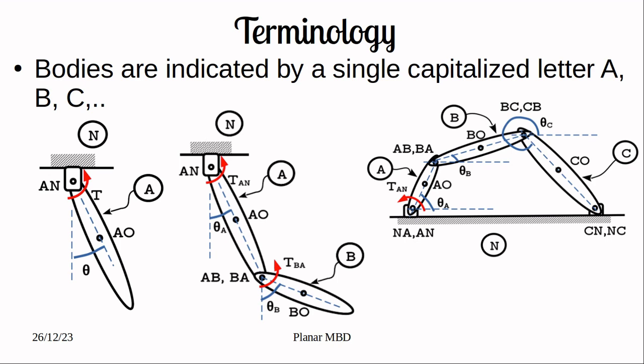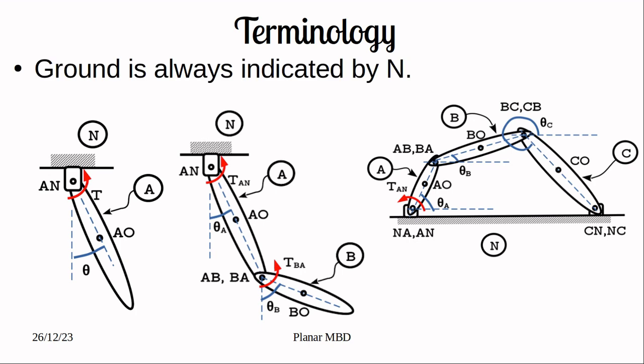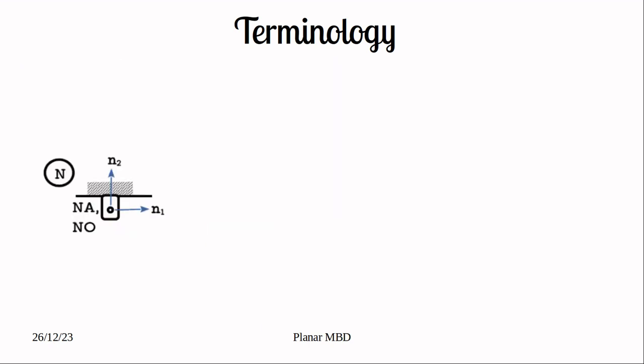The terminology used in this work is mostly similar to the one used by Dr. Kane. Ground is always N, body N.